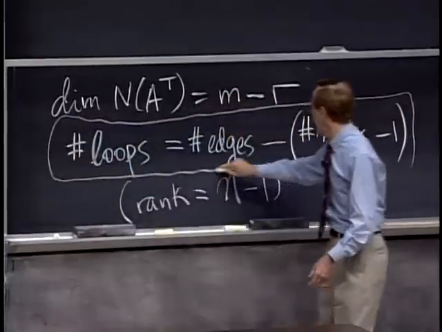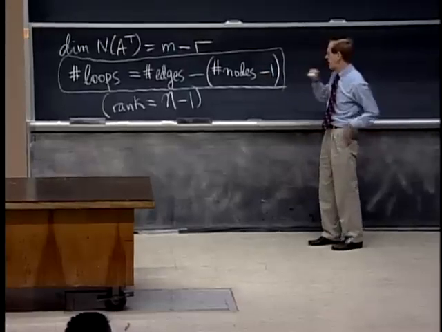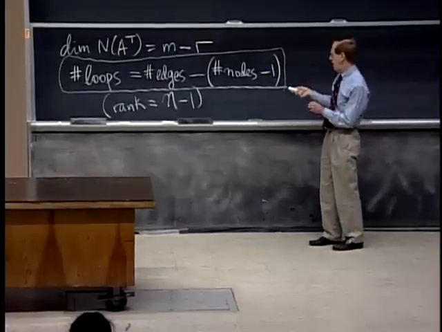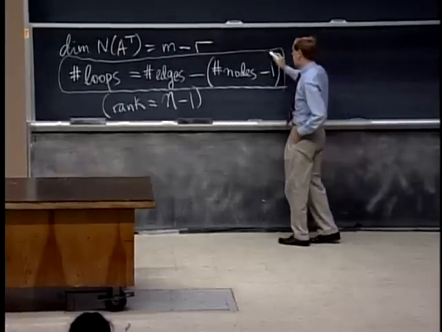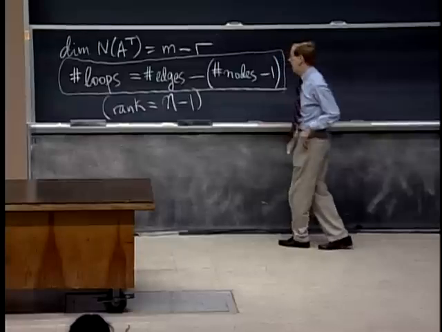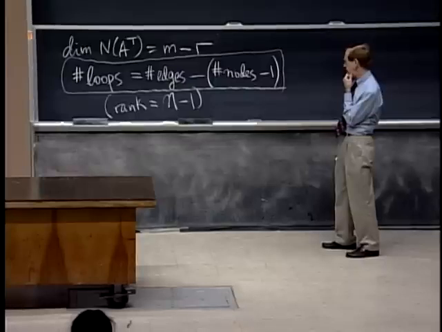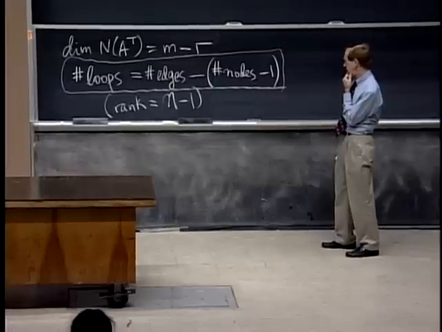This is like the first. Shall I write it slightly differently? The number of edges. Let me put things. Have I got it right? Number of edges is m. The number is m minus r.